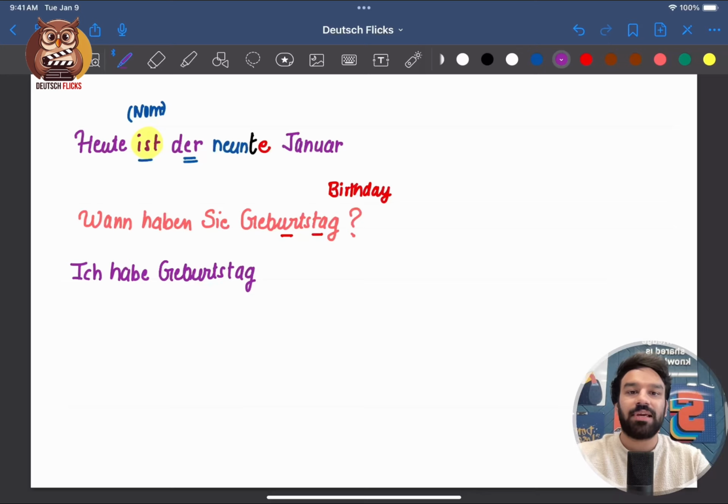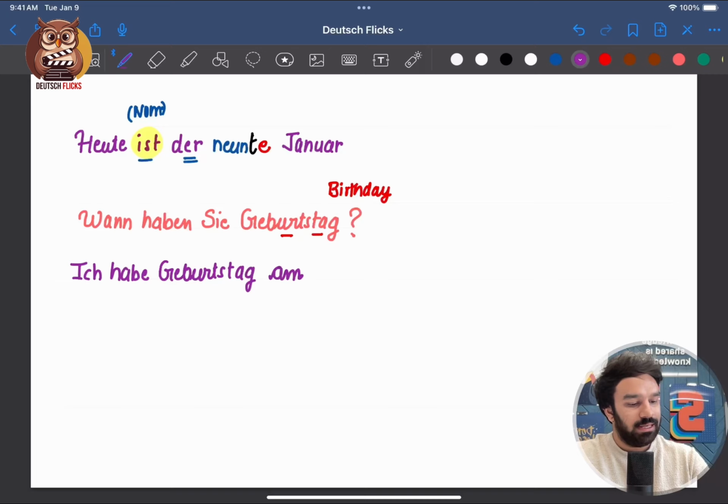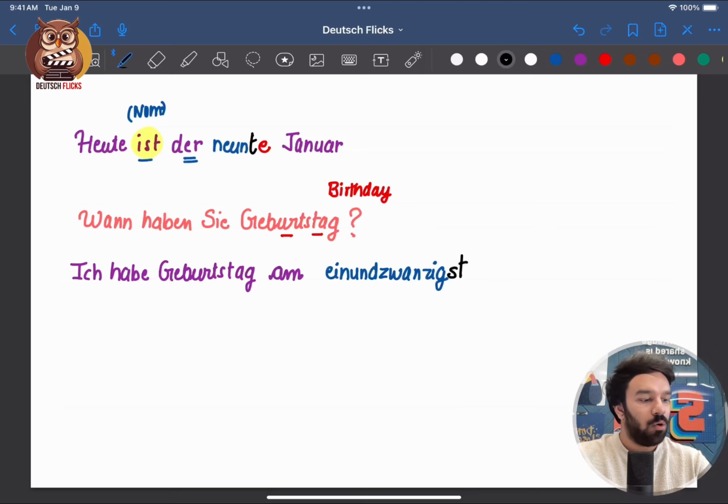Now with days we have to use the preposition called am. Now my birthday is 21st of December. 21st, I'll say 21. And then I'll end it with st. Finally, we'll choose the ending. Now I will go with en. 21. December.